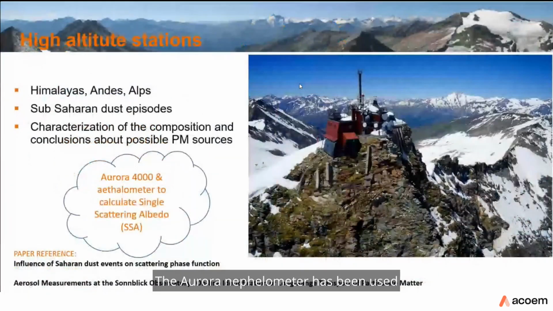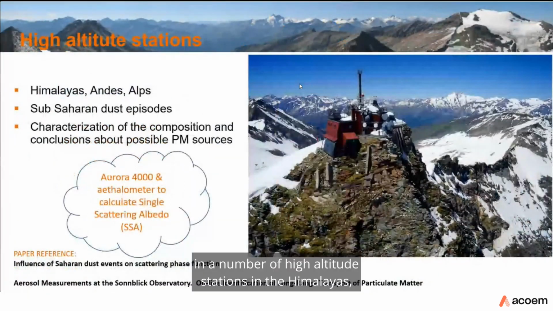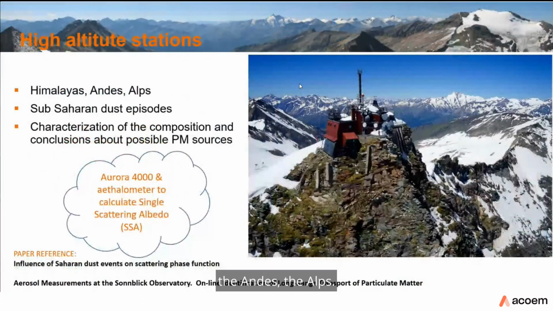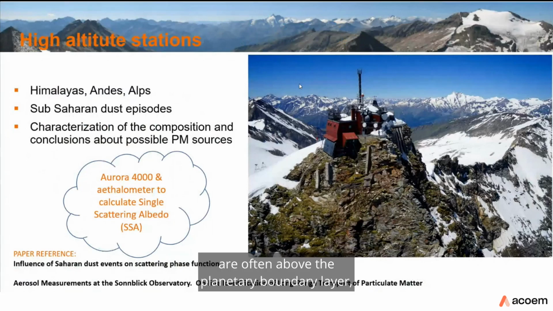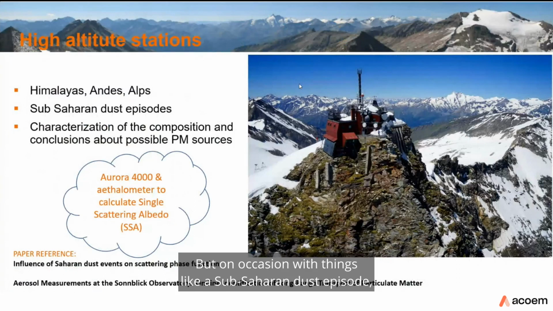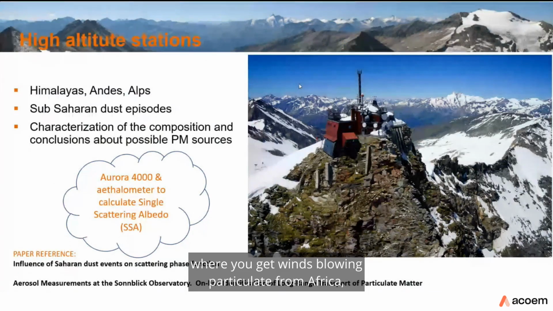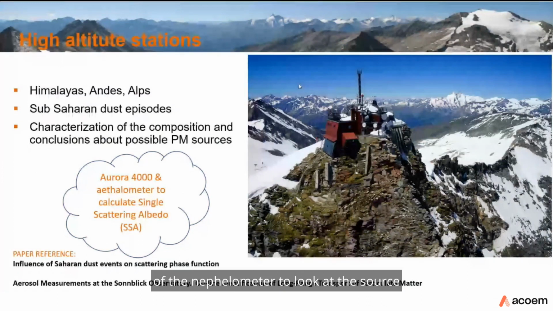The Aurora Nephelometer has been used in a number of high altitude stations in the Himalayas, the Andes, the Alps. So generally these applications are often above the planetary boundary layer, so they're pretty pristine environment. But on occasion with things like a sub-Saharan dust episode where you get winds blowing particulate from Africa up over the Alps in Europe, you can certainly see the change in composition when you're using the 3 wavelength aspects of the nephelometer to look at the source of those particulates.